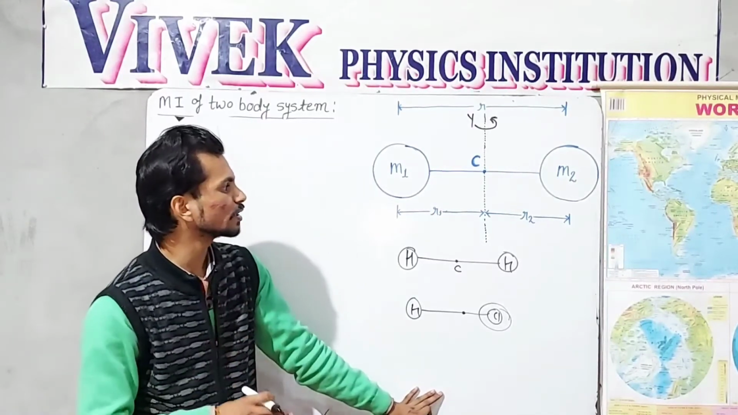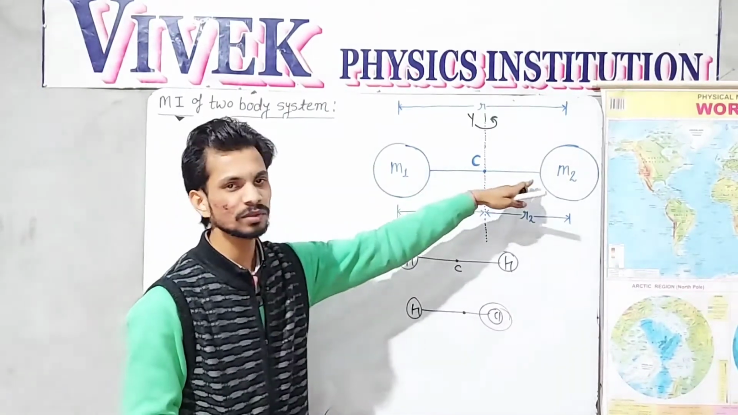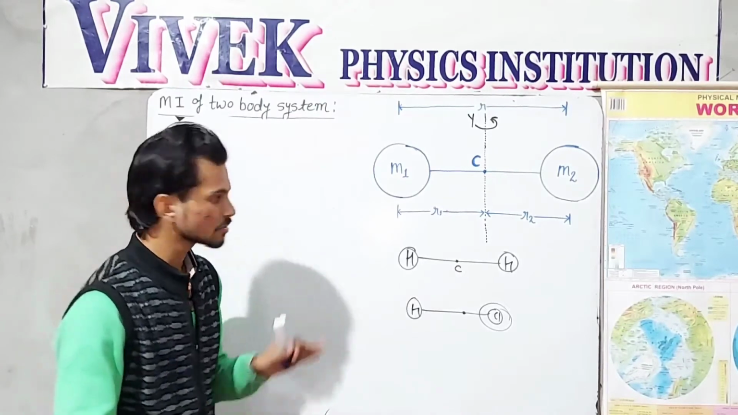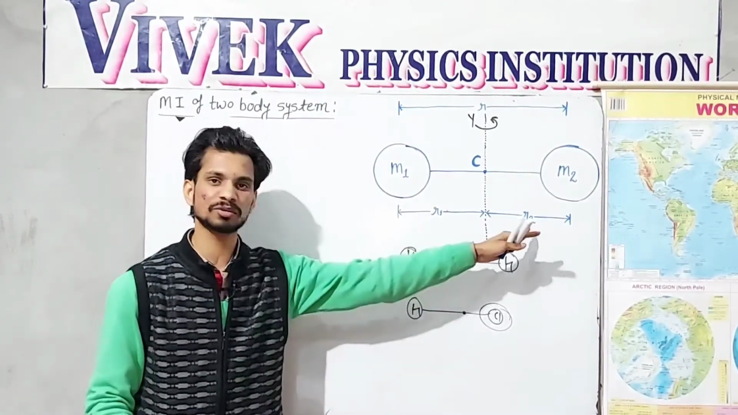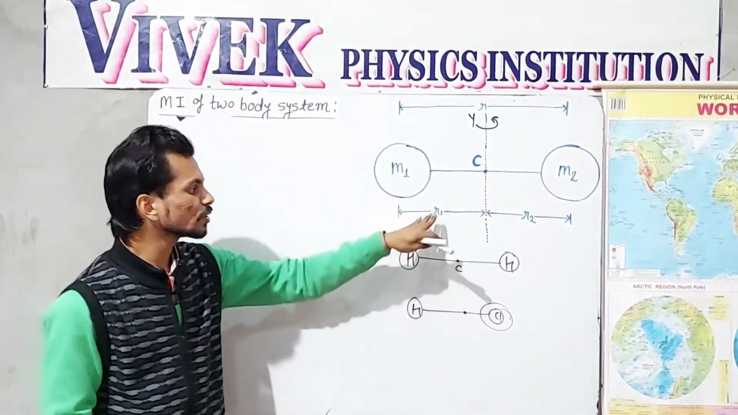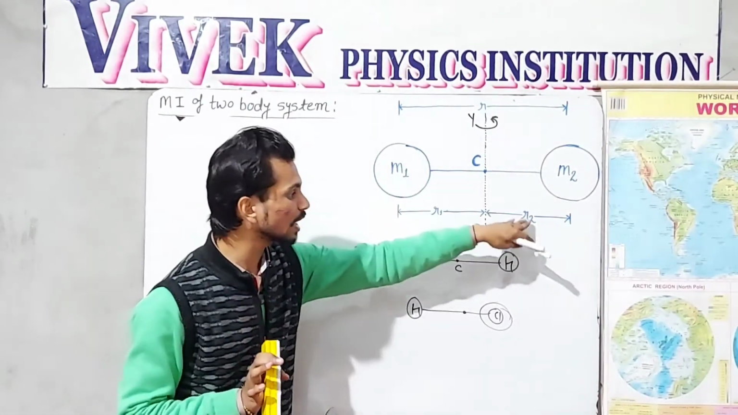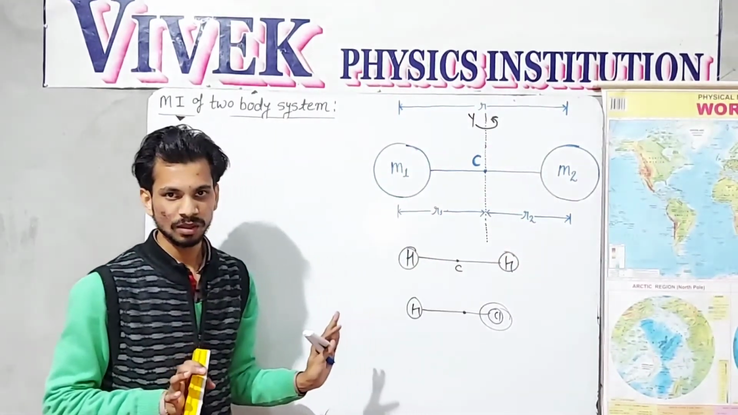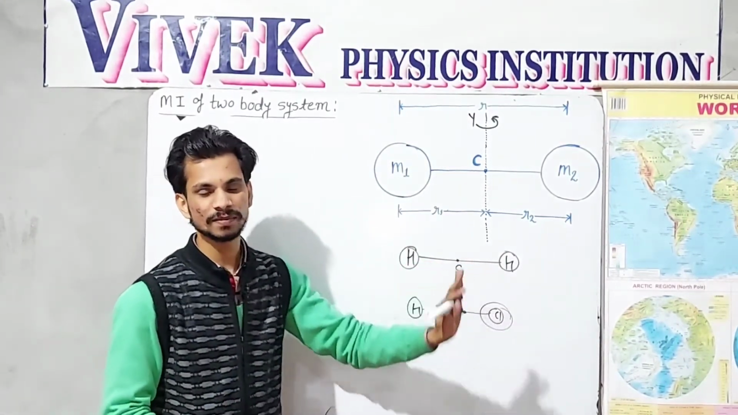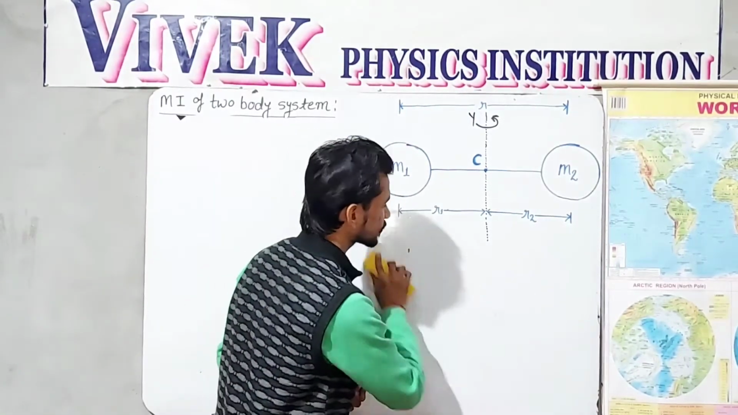So I am not taking C at the midpoint. It may appear like C is at the midpoint of M1 and M2, but this will not be true for such a system. That's why I have taken R1 and R2 as the distances of M1 and M2 from C respectively. R1 is not equal to R divided by 2 and R2 is not equal to R divided by 2. These will be true only for molecules in which both atoms are the same. That's why I have taken R1 and R2.